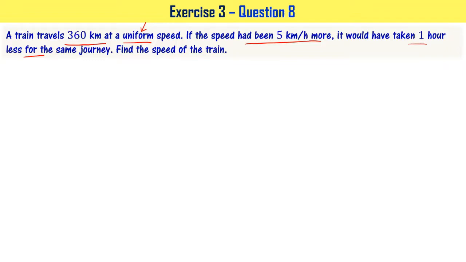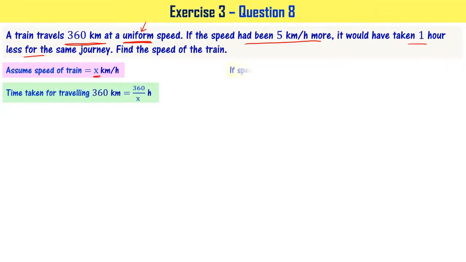So now let's say that the uniform speed is x kilometers per hour. I am assuming the initial case, in case 1, the train has gone with uniform speed and covered 360 kilometers, right? That particular speed, I am assuming it to be x kilometers per hour. Now let's go to the second statement. If the speed had been 5 kilometers per hour more, it means the speed is going to be x plus 5 kilometers per hour, right?